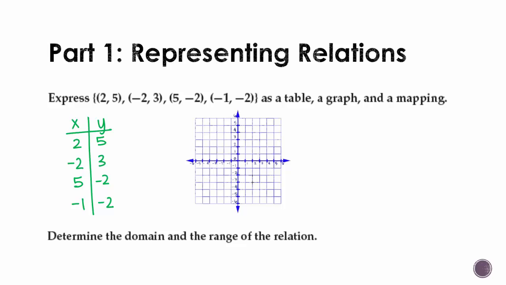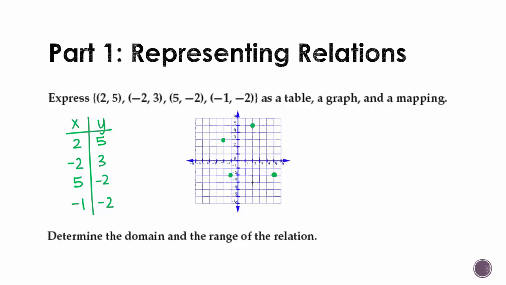As a graph, all we've got to do is plot these points. So (2, 5) is a point, (-2, 3) is a point, (5, -2), so remember that means over 5 on the x, down 2 on the y. And then the last one, (-1, -2), means I'm going to go backwards 1 and down 2. So that represents this set of numbers on a graph.